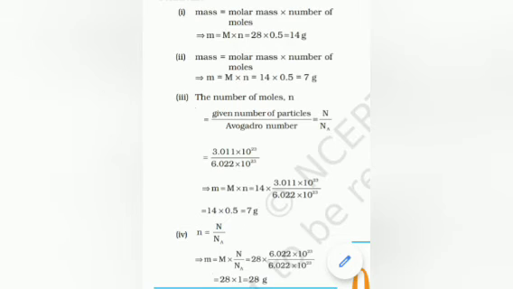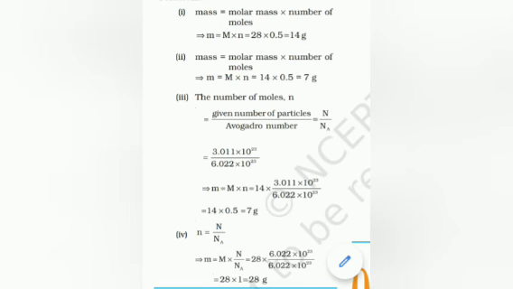So first, mass is equal to molar mass into number of moles. Just as to find moles we divided the given mass by the molar mass, now we have to multiply. So here the molar mass given is 28 and the number of moles is 0.5, which is given. So we got the answer 14 gram. Next, mass is equal to molar mass into number of moles. Here the molar mass is 14. The number of moles given is 0.5. We got the answer 7 gram.